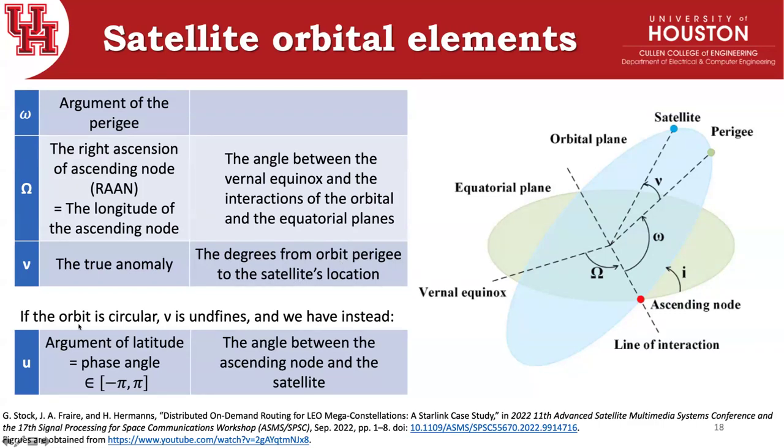However, if the orbit is circular, V is undefined, because the perigee doesn't exist, and we have instead another element called U. U is also called the argument of latitude or the phase angle, which is the angle between the ascending node and the satellite's current position. So it's like we use the ascending node instead of the perigee to measure the location of the satellite.